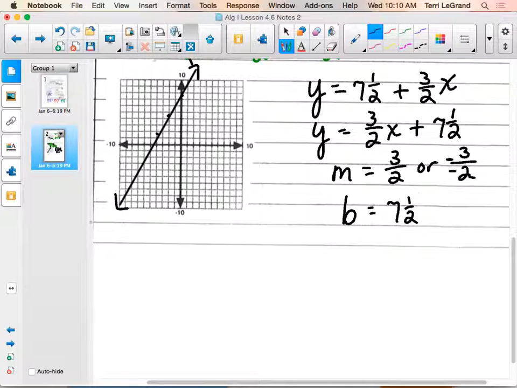You will use this method of graphing a ton from here on out. Whenever you're working with linear functions, you have to understand it and be able to work with it. So does anybody have any questions about any of it that we did here today?